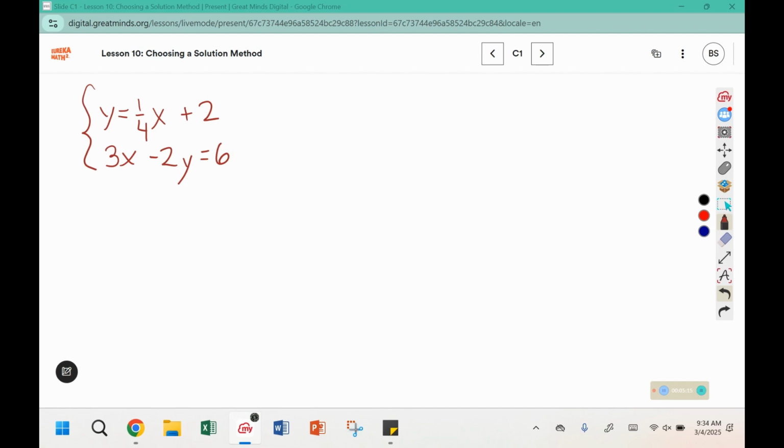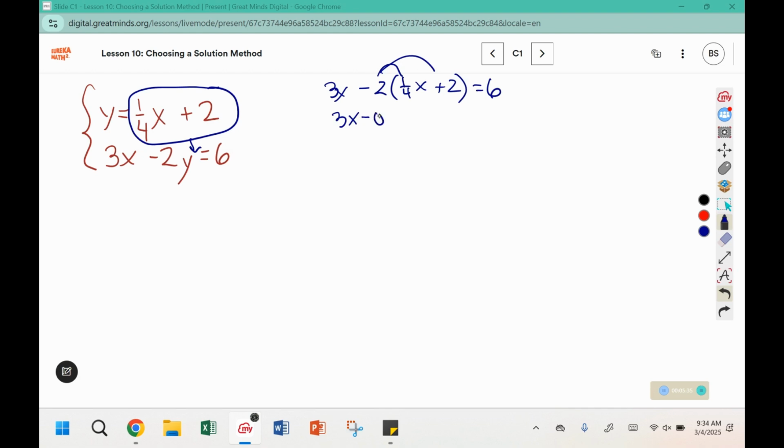For number 3, we said we would use substitution here as well. This is all going to replace y. We'll distribute 3x. Negative 2 times a fourth is negative a half x. Negative 2 times positive 2 is negative 4. We can combine like terms here. That would give us 2.5x minus 4 equals 6.